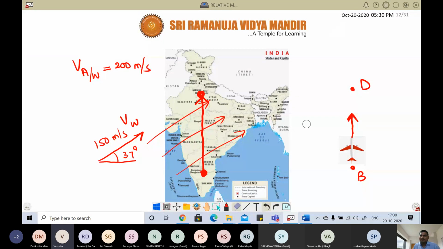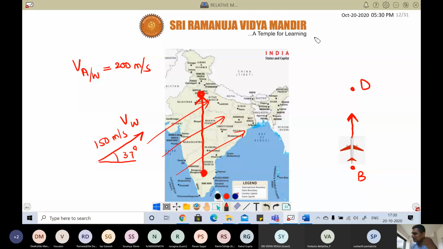No, sir. Where will he land? Sir, Lucknow. He may go to Bihar, Kolkata or somewhere, Lucknow or Calcutta, depending upon this one. So if the question is that one only, where will he land? That is the question.